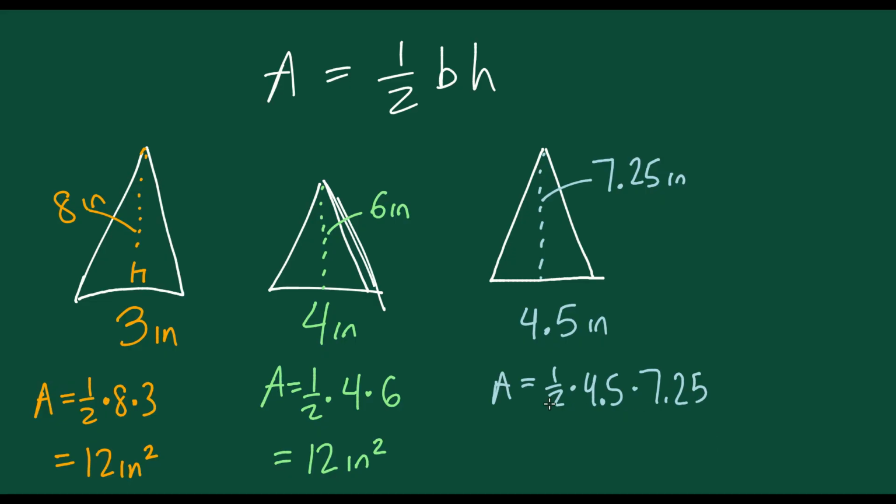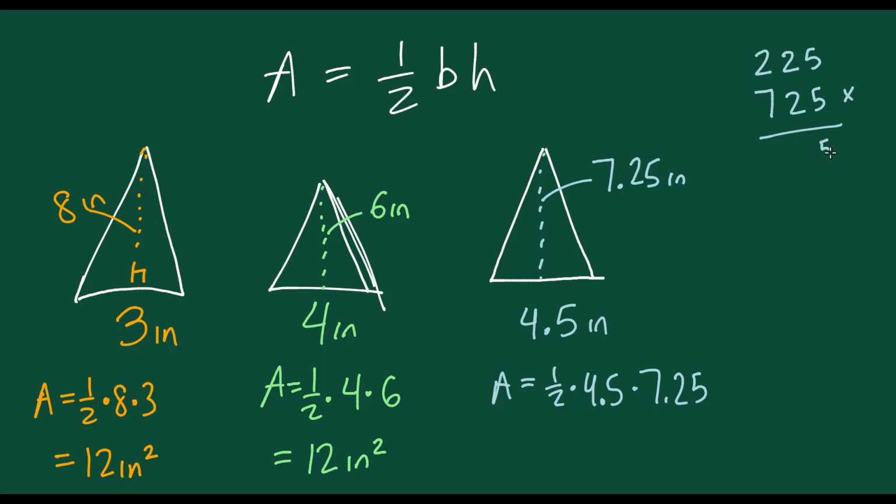Okay, let's actually do this. This one's going to take a couple more steps. Half of 4.5 is 2.25. 2.25 times 7.25. Our final answer is going to have 4 decimal places, because 2.25, 7.25. All right, let's multiply this out.